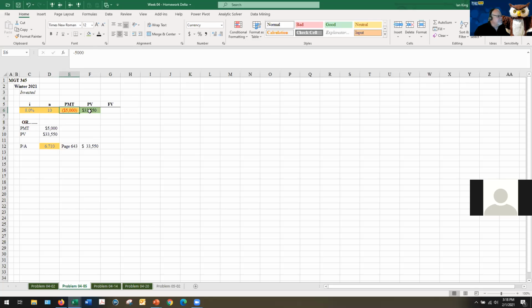So I did it by the present value function. Say what's the present value of $5,000 a year every year for 10 years at 8%. I stick in the 10, the 8%, and the $5,000 in here. And that gives me the present value: in order to be able to draw out $5,000 a year for 10 years, I need to put in $33,550 today.